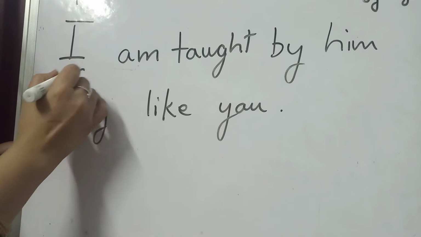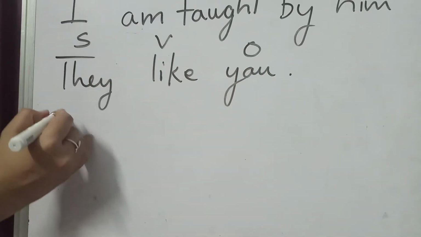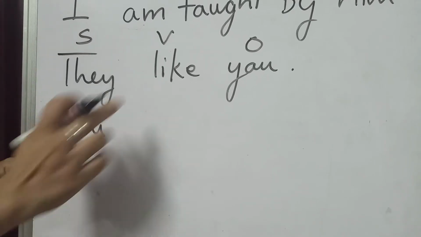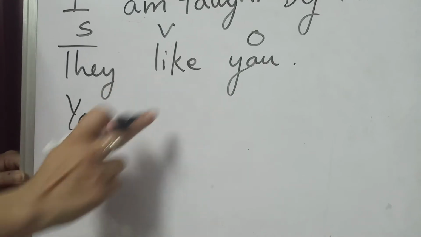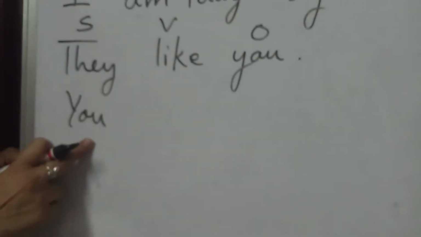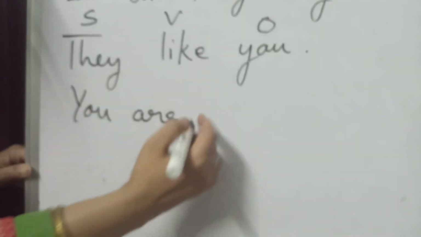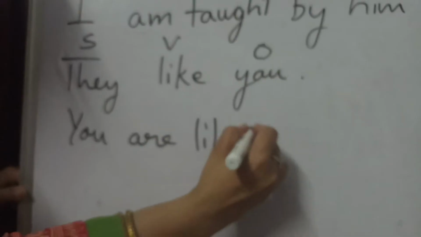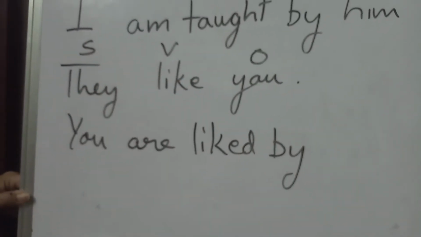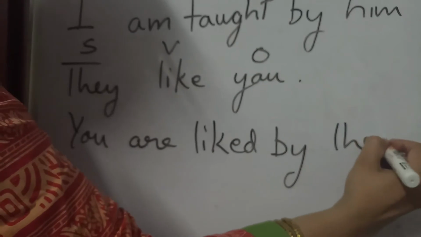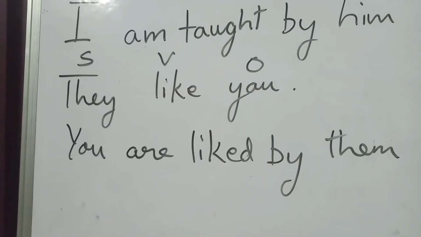Now we come to the next sentence. As a practice, subject, verb, object. Now, you never changes. You. Which tense are we talking about? Present tense. And for you, what is used here as an agreement? Are, third form, liked, agent, by, and they becomes them. I suppose if we make it a practice, we will never go wrong.